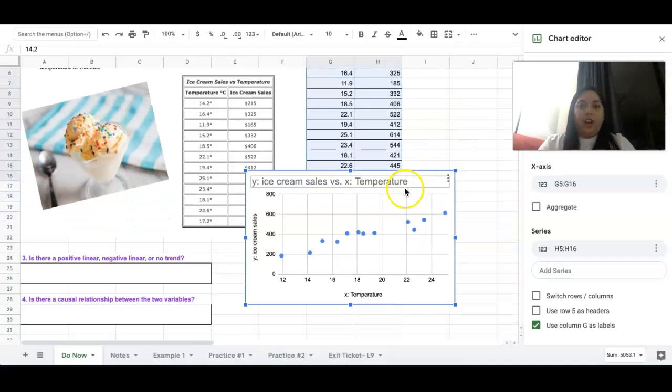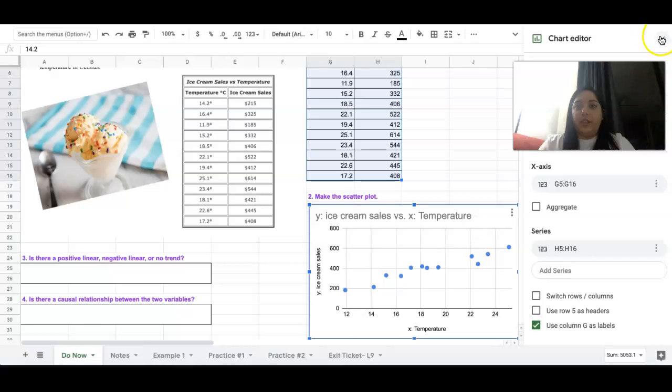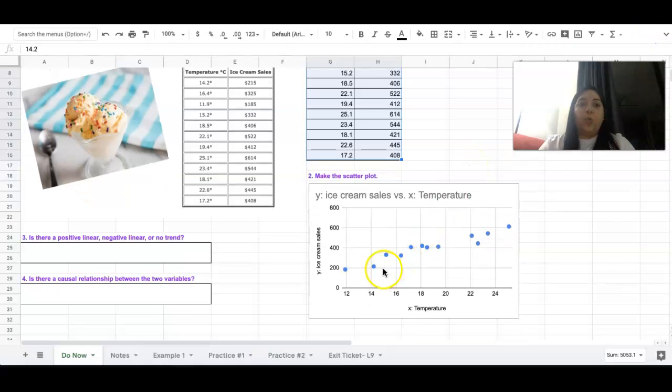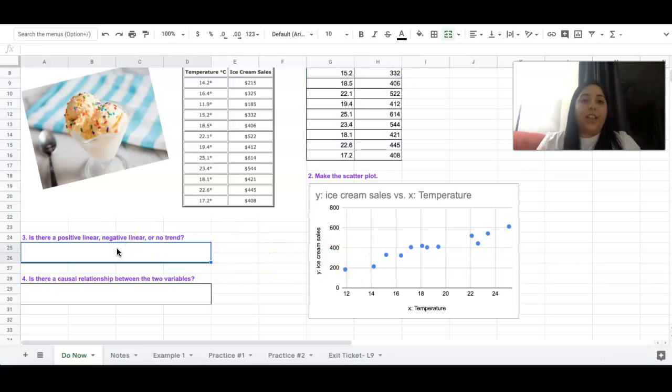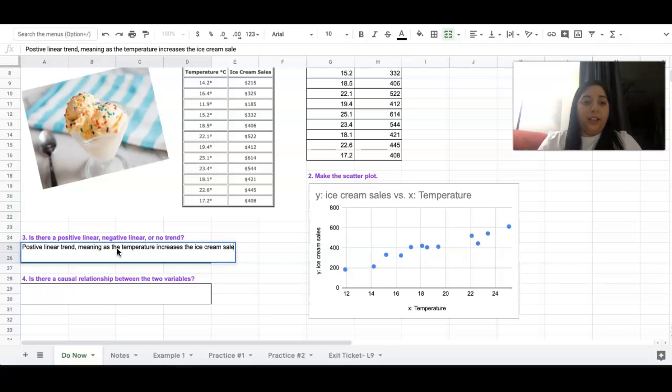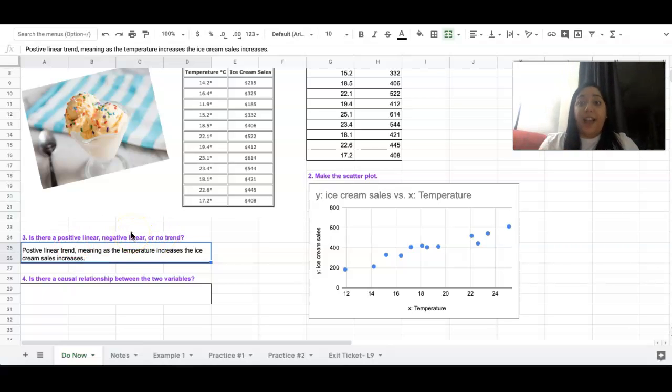Okay, so you should automatically know already just by looking at this chart, it has what kind of trend? A positive linear, negative linear, or no trend? Correct. It has a positive linear trend, meaning as the temperature increases, the ice cream sales increase. Okay, and that's it for part 3. So you're going to start getting in the habit of this as we're doing these examples and practices today.